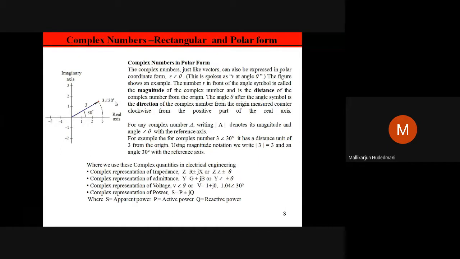So therefore, a complex number in polar form should have a magnitude, and an angle which is measured from the real axis. A plus angle should go anti-clockwise. If it is a minus, it should go in the clockwise direction. This is the basic requirement for understanding the polar form of representation. So therefore, it becomes necessary for us.